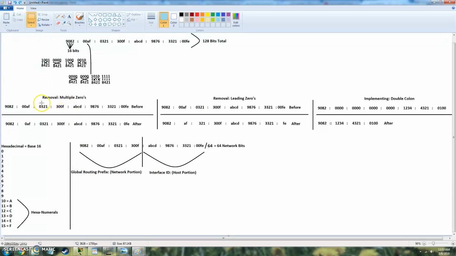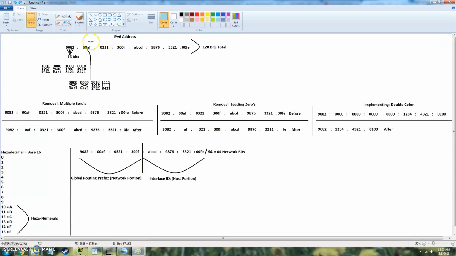There's also other techniques to make IPv6 addressing much shorter. For instance, removing leading zeros and implementing the double colon. Removing leading zeros is basically taking any zeros that are next to each other on the farthest left portion of the octet and removing them. So if there were 3 zeros in this octet in particular, let's say it was 00AF, you would get rid of the 2 zeros and leave the AF.